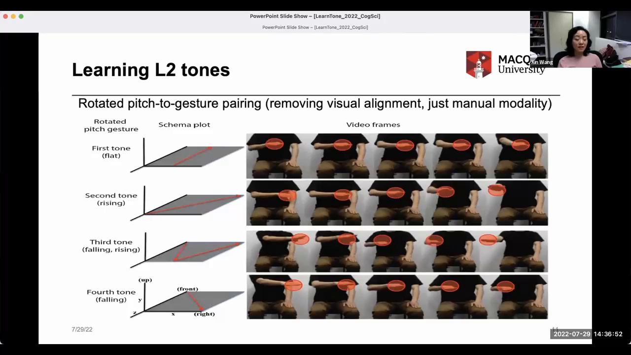The second condition, they demonstrated to participants a rotated pitch-to-gesture pairing, where the visual alignment between the gestures and tones was removed, but participants were still able to see the hand movement. The rotation is roughly 90 degrees. So the participants were able to see the hand gesture moving inward and outward, right? So there's only one dimension from this perspective.